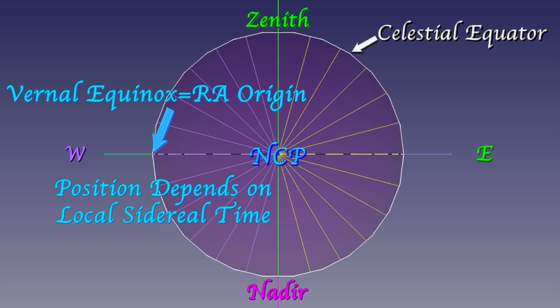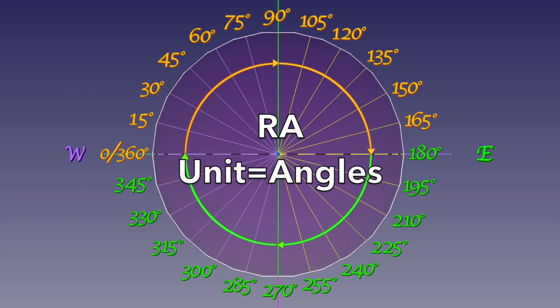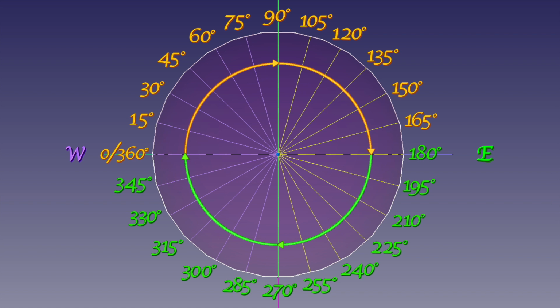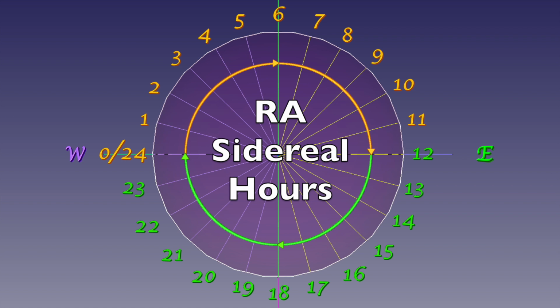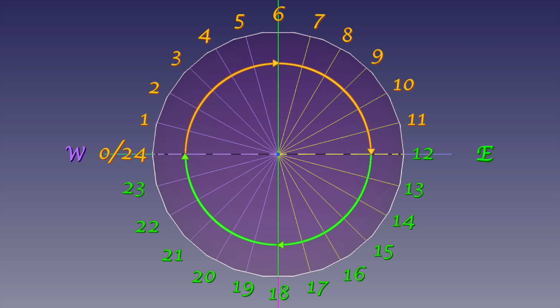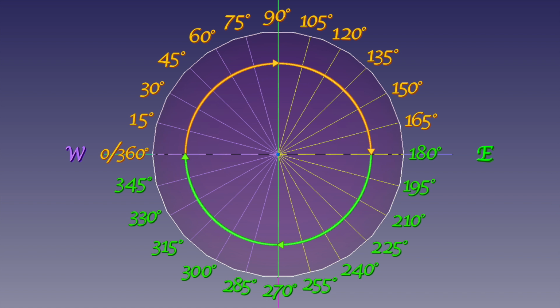The vernal equinox represents the origin point for RA, so we will label it as 0 degrees and 0 sidereal hours. Each arc eastwards or clockwise from the vernal equinox represents 15 degrees or 1 sidereal hour of RA, from 0 to 360 degrees or 0 to 24 sidereal hours. As time passes and the Earth rotates, the RA coordinates will rotate westwards, which is counterclockwise from this point of view. So 6 sidereal hours from the starting point, the RA coordinates will have moved 90 degrees counterclockwise. 1 sidereal day from the starting position, the RA coordinates will have returned to their initial positions.